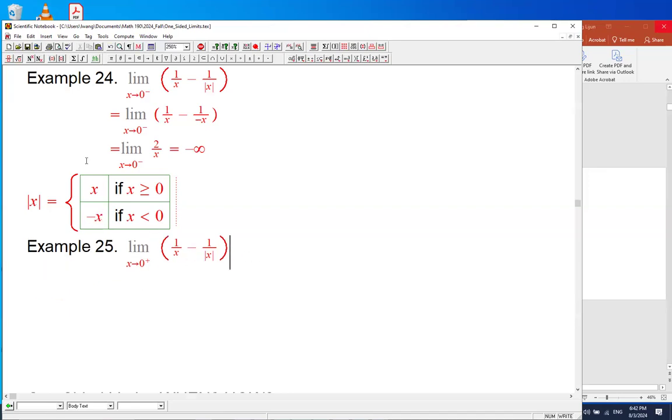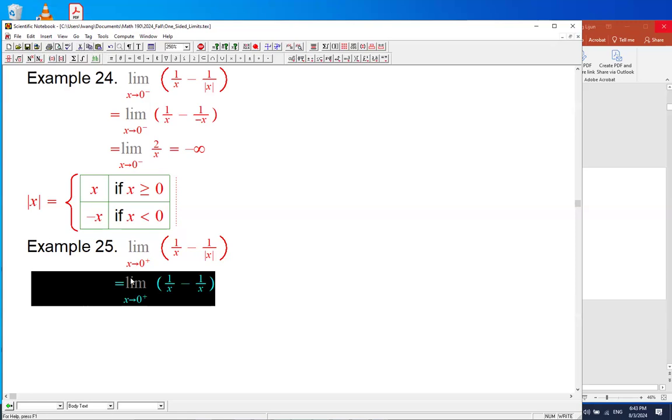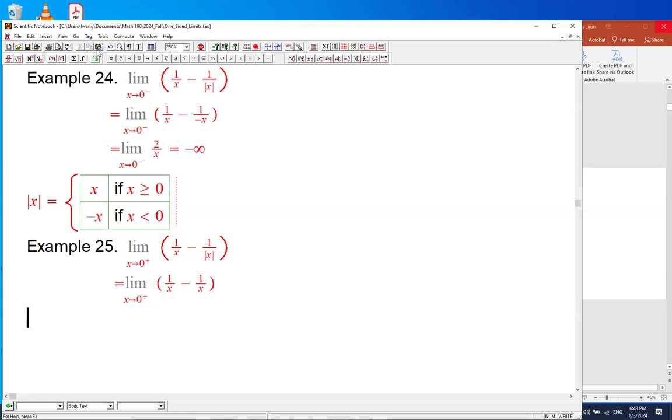The next one, we still apply the same property, which gives us the limit as x approaching 0 from larger than 0. The absolute value of x is going to be positive because x is approaching 0 from larger than 0. And that piece is 0, 1 over x minus 1 over x, that's a 0. The limit of 0 is 0.